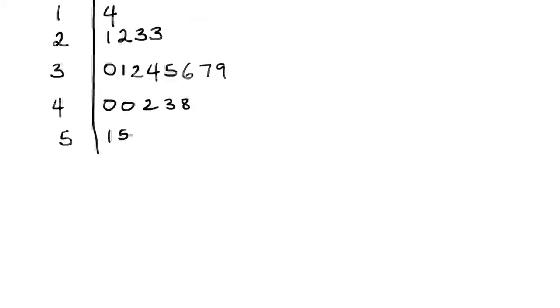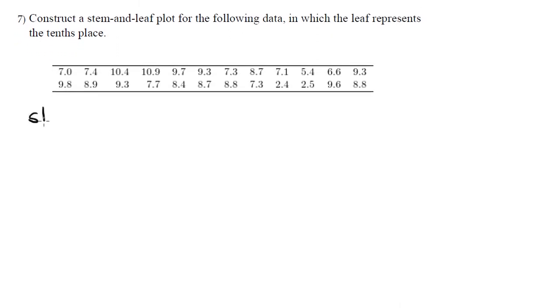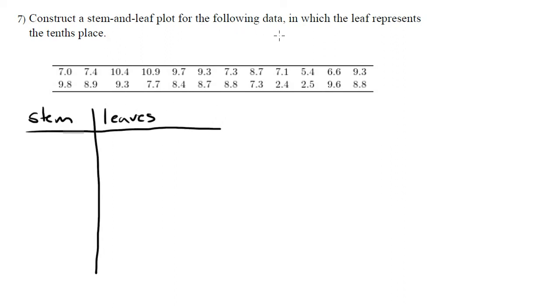And we'll do this another time here for number 7. So now we've got the stem, now we've got the leaves. For number 7, we're given some more direction, right? We're told that the leaf represents the tenths place. So the stem has to represent the ones and tens places combined. Okay, so let's try to make this work. The smallest value here we have is 2.4, 2.5.